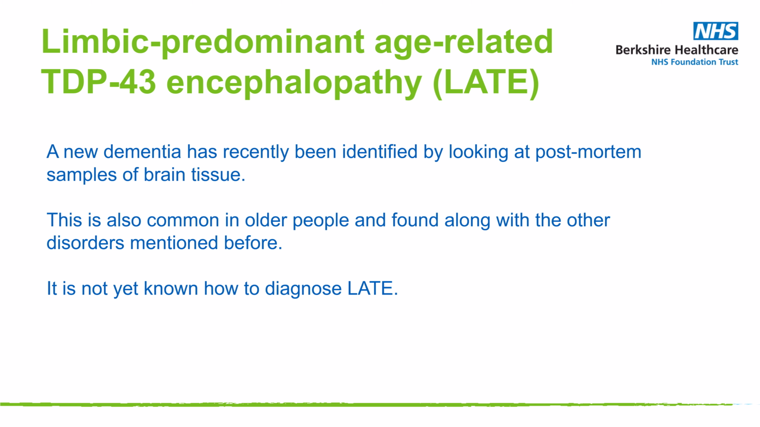So we've talked about how in Alzheimer's disease, amyloid and tau proteins get deposited in the brain. In LATE, it's a different protein called TDP43. It is thought that LATE affects about 20% of people over the age of 80, so there may be people that are being misdiagnosed as having Alzheimer's disease.